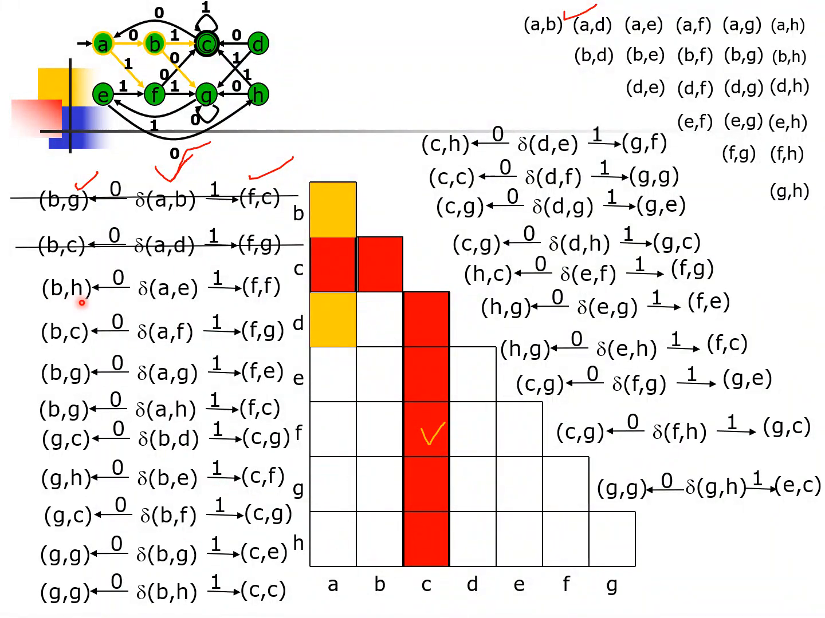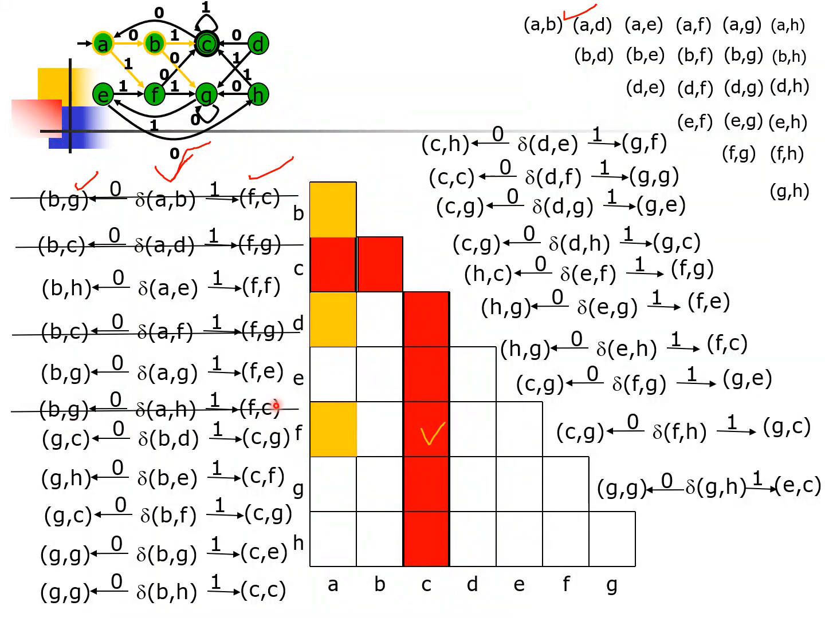Similarly, BH. BH and FF is not possible, because both are non-final states. Then no need to mark AE by yellow color. Let us go to the next one. So this is also possible. BC is already marked by red color. Then I have to mark AF by yellow color. Similarly for this one it is not possible, because BG and FE are not marked by red color. Then leave it as it is. Then go to the next one.